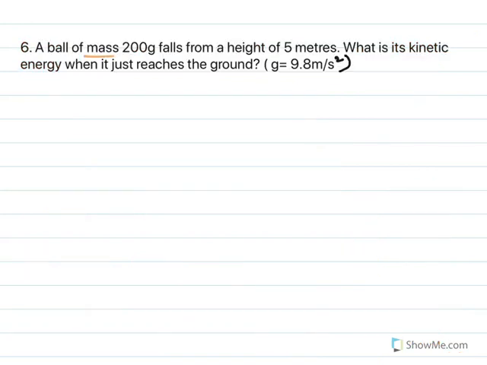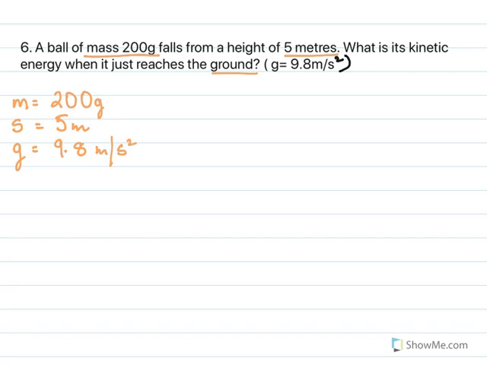A ball of mass 200 grams, so m is 200 gram, falls from a height of 5 meters. So s, or you can write h, is 5 meter. What is its kinetic energy when it just reaches the ground? And the g is given 9.8 meter per second square.